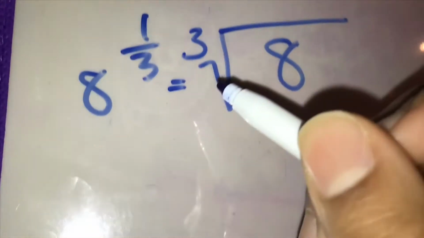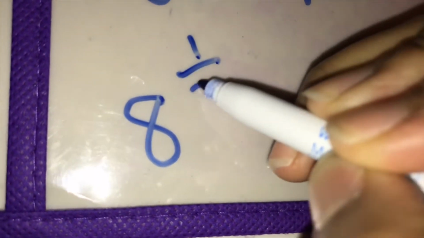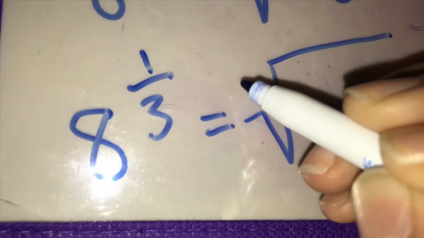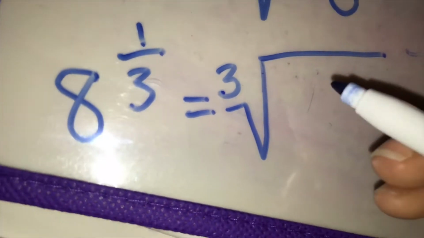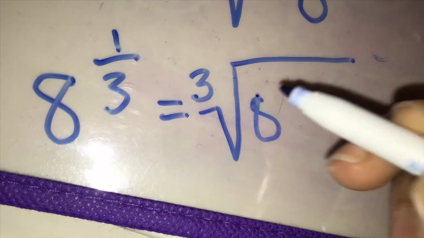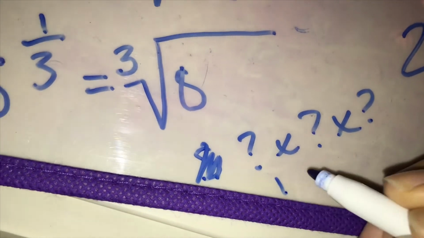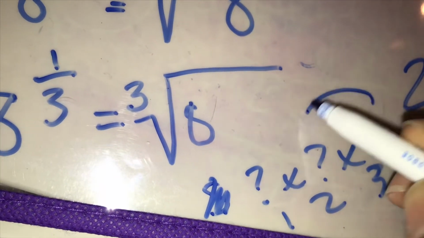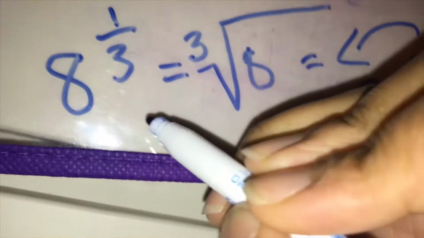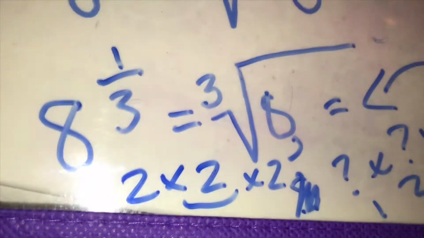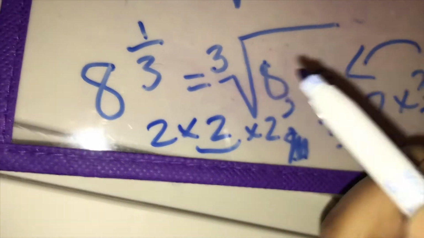Okay, and then let's say you've got a third, so you've got 8 to the power of 1/3. This is the same as the cube root of 8, which basically means something times something times something equals 8. So I know that 2 times 2 equals 4, times 2 equals 8. So the cube root of 8 is 2. So that answer equals 2.